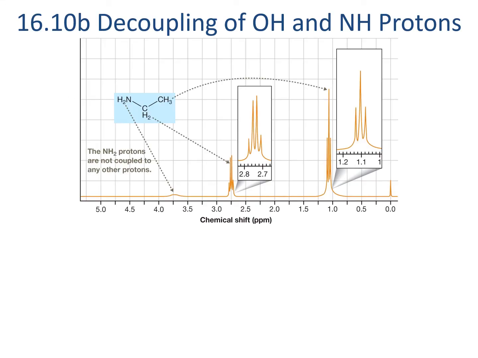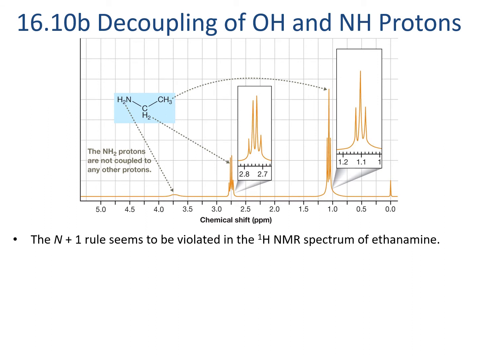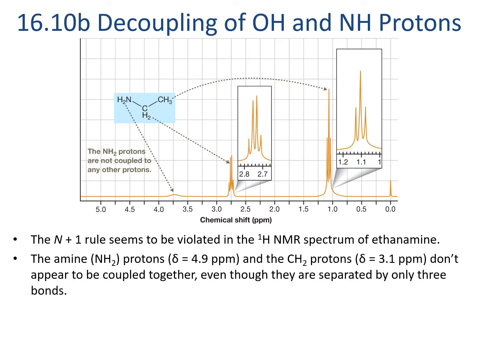In some cases, it actually looks like the N+1 rule is violated. So take this example of ethanamine. Ethanamine has 3 peaks, one for the NH group, the next one to the right is from the CH2 group, and the farthest right is from the CH3 group. The CH2 group in the center shows up as a quartet, indicating it's split by 3 neighbors, only from the CH3. It doesn't show any splitting from the NH. Likewise, the CH3 group that's shown on the far right only shows up as a triplet, indicating 2 neighbors, so it's being split by the CH2.